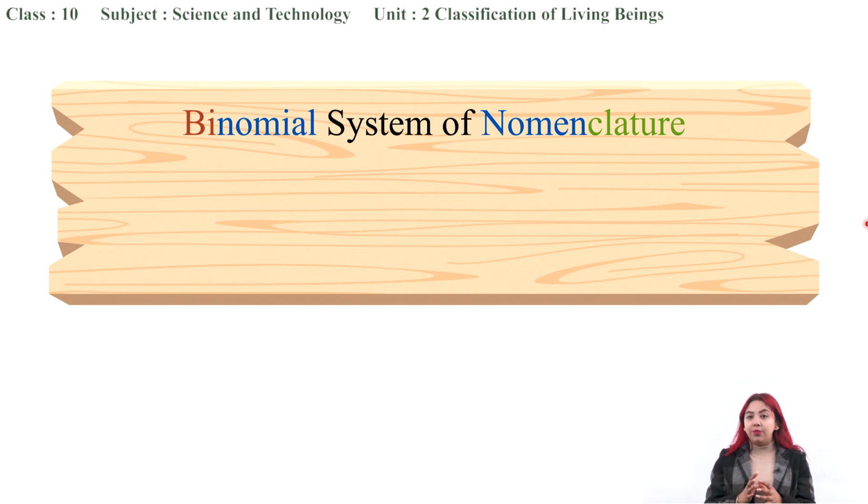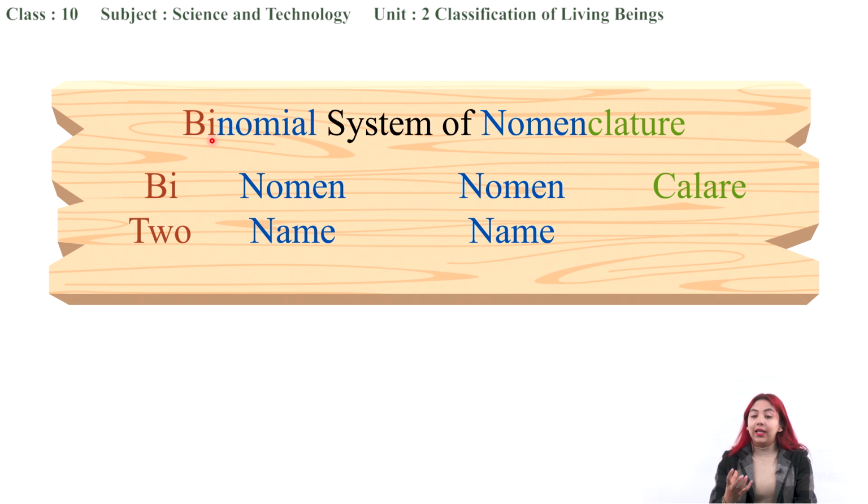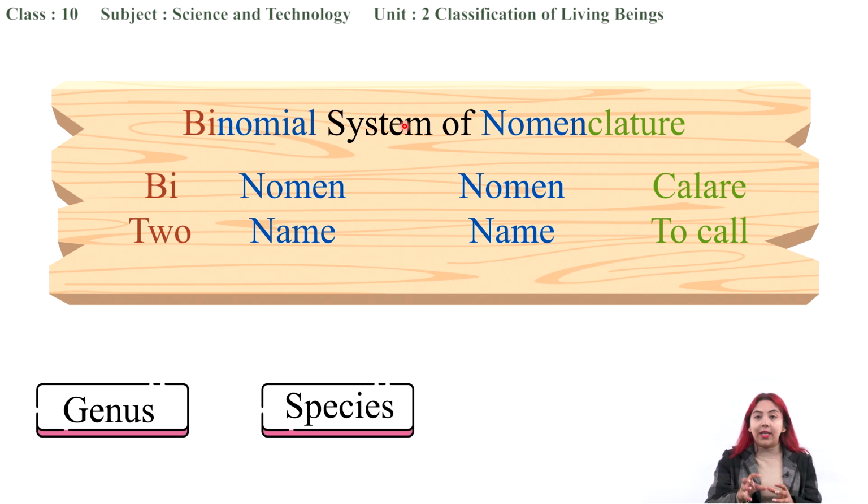So what is the binomial system of nomenclature? Let us try to understand from the term itself. Bi means two, nominal comes from the root word nomen, which means name, and clature comes from the root word clare, which means to call. So binomial system of nomenclature is the biological system of assigning two names, the genus and the species, to an organism.